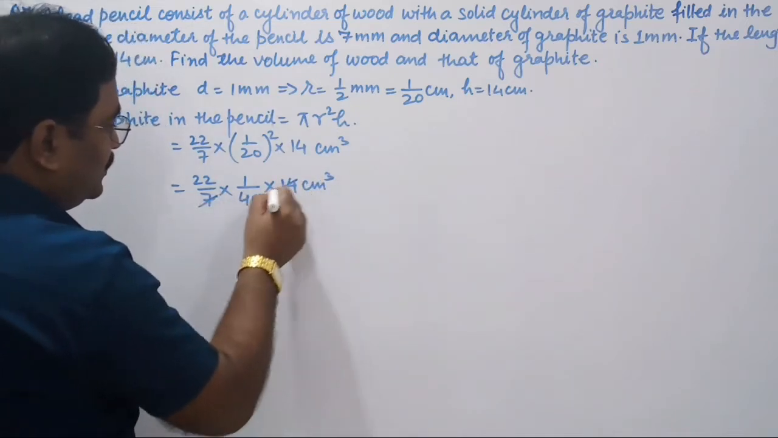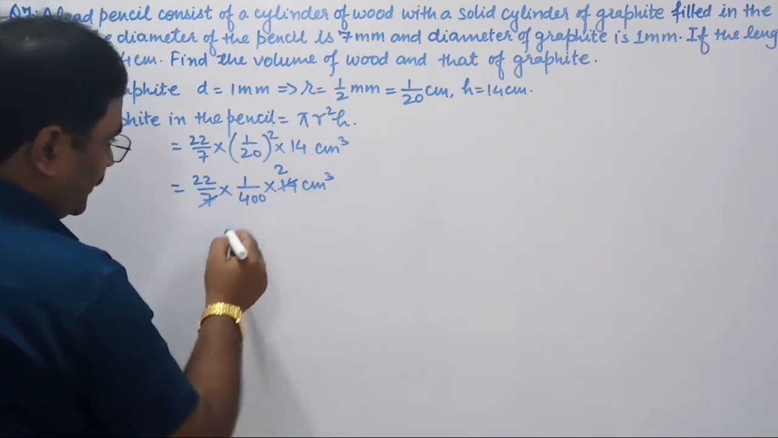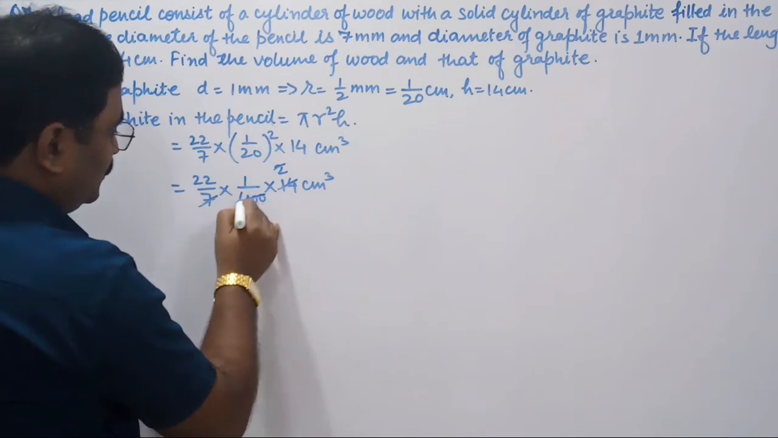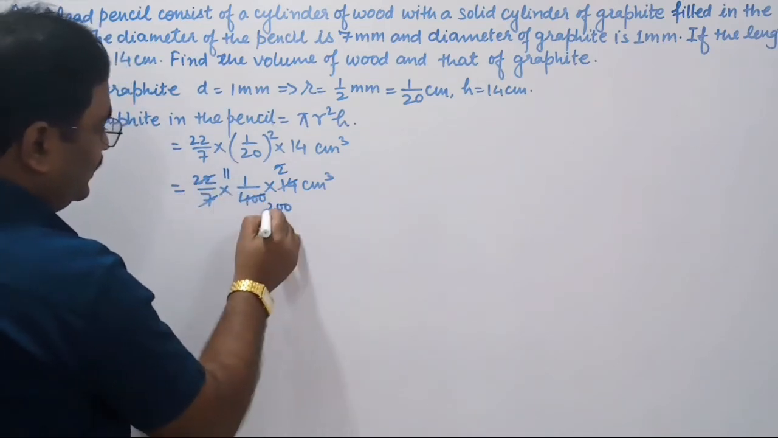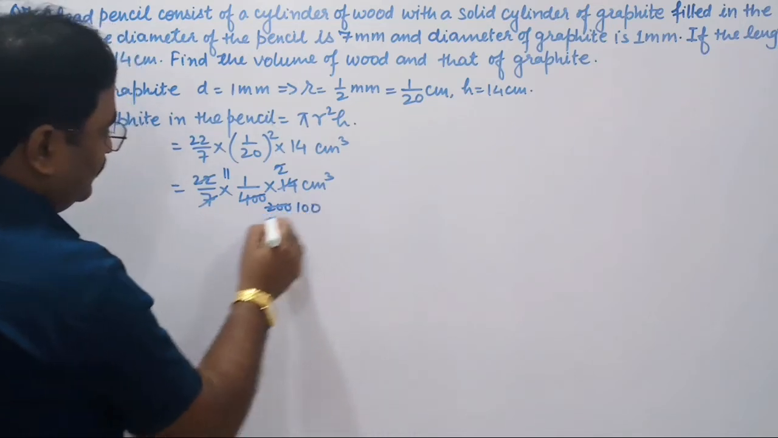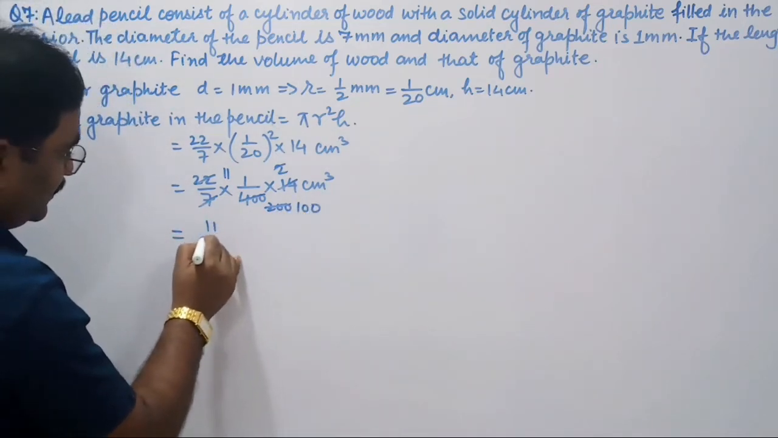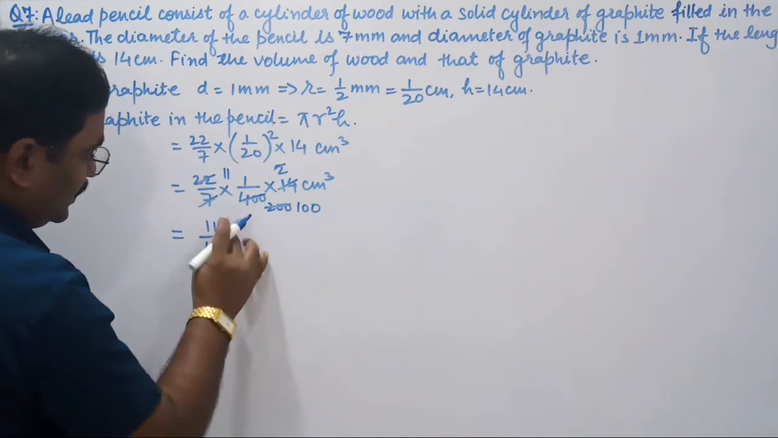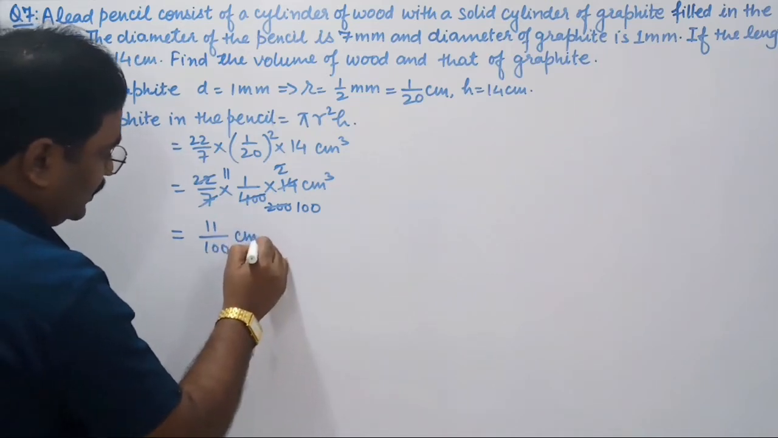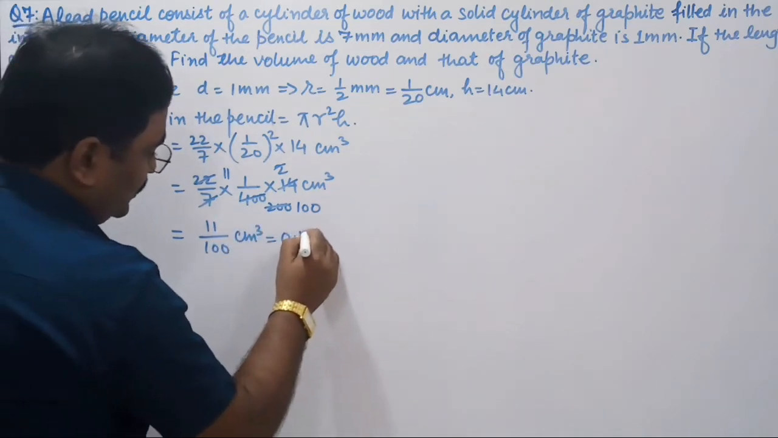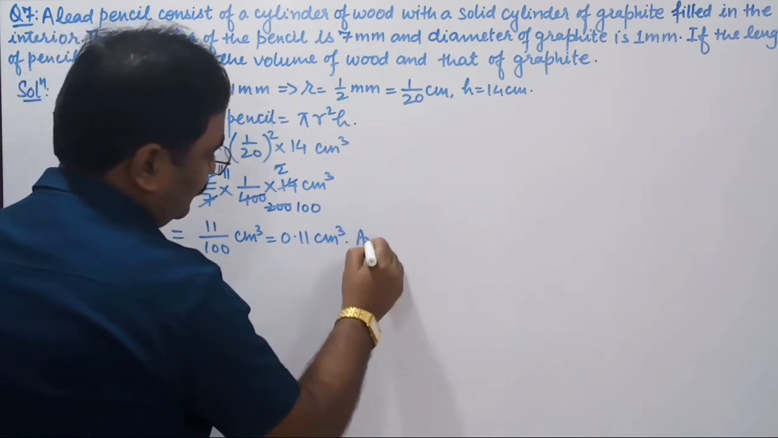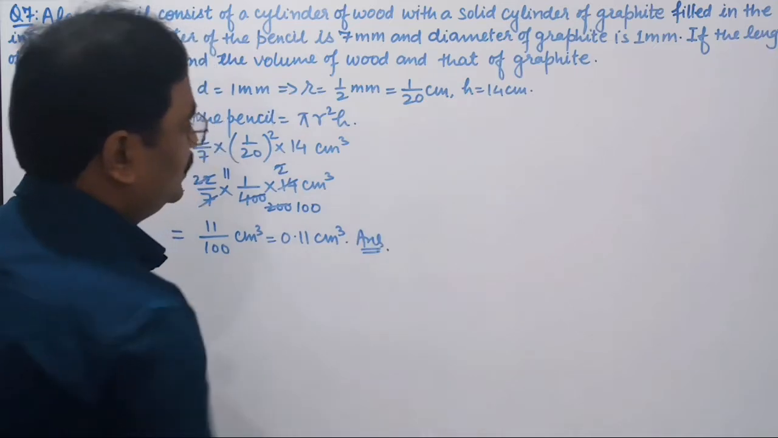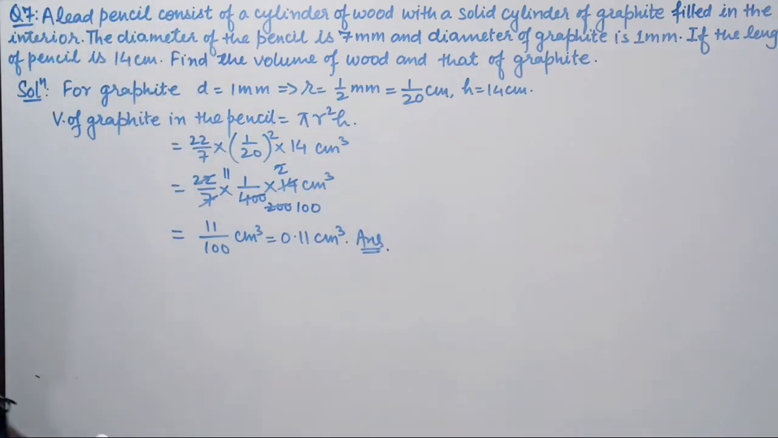So 7 2s are 14, and 200 11s, that is 100. We get 11 upon 100 cubic centimeter, which is equal to 0.11 cubic centimeter, the volume of graphite. That is the first answer. Now we are going to find the volume of wood.